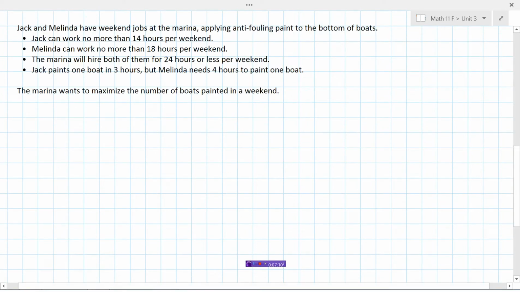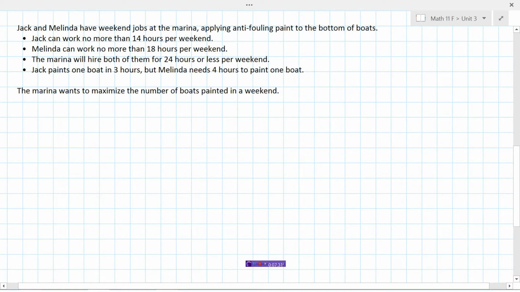So let's look at more of a real-life situation here. Let's say Jack and Melinda have weekend jobs at a marina, and they're putting anti-fouling paint on the bottom of boats. That's some paint that goes on the bottom so that barnacles and other types of marine life don't grow to the bottom of the boat.